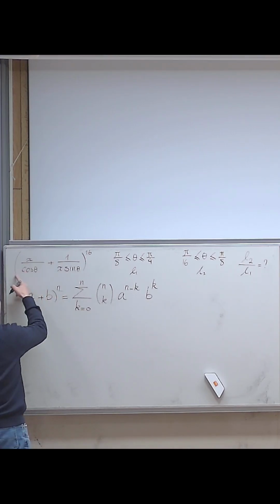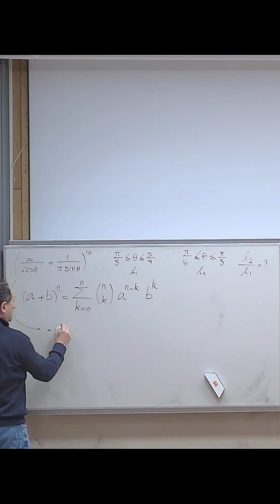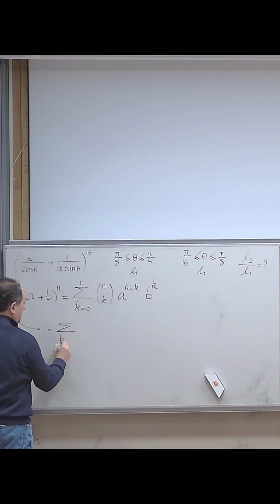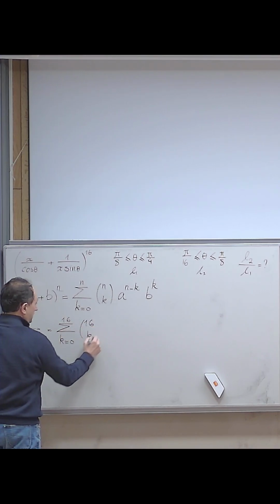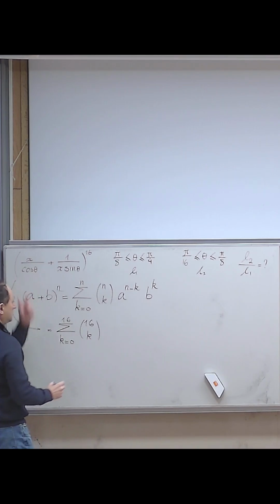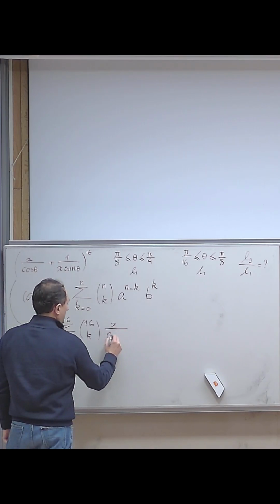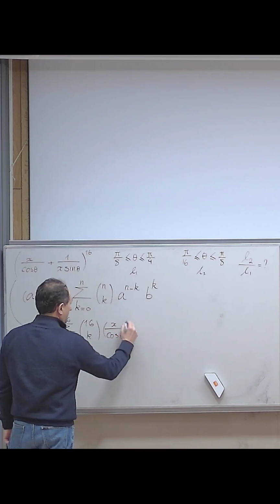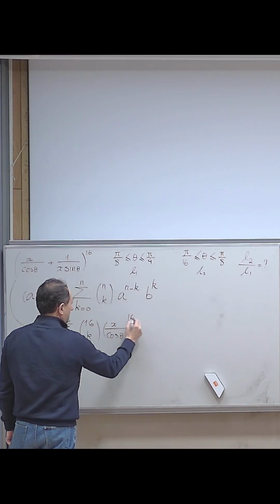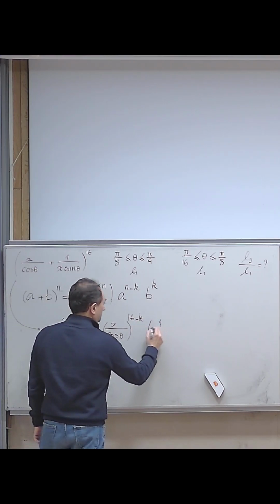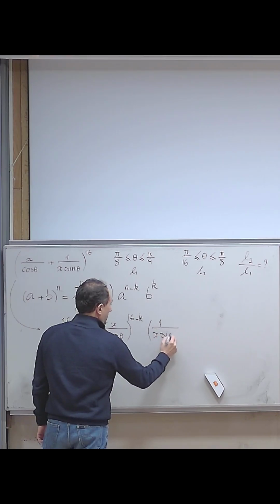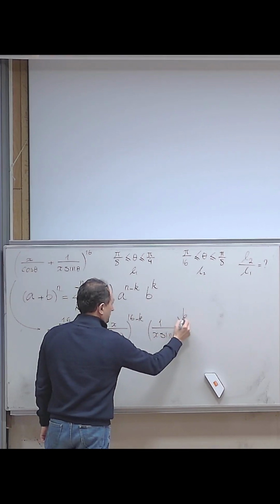So this expression becomes equal to sigma, K goes from 0 to 16, 16 choose K, and this expression, which is x divided by cosine theta, to power 16 minus K, multiplied by b, which is this expression, sine theta to the power of k.